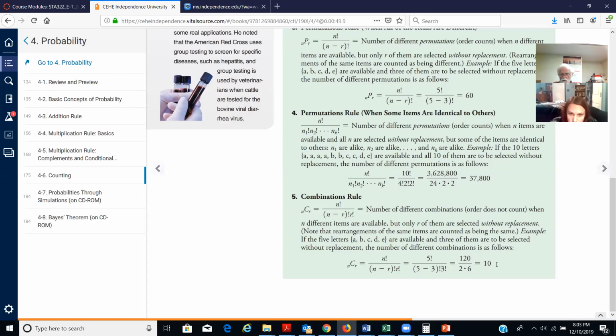So combinations do not allow us to view any set of the same 3 letters as different. So again, ABC is the same as BCA, etc. So that's how we calculate this combination.